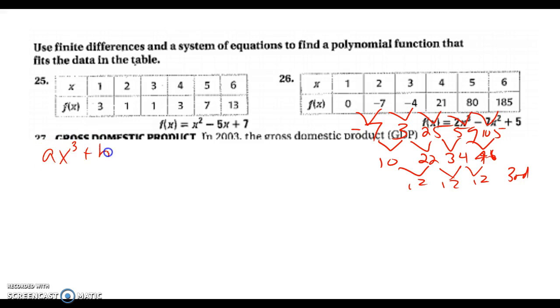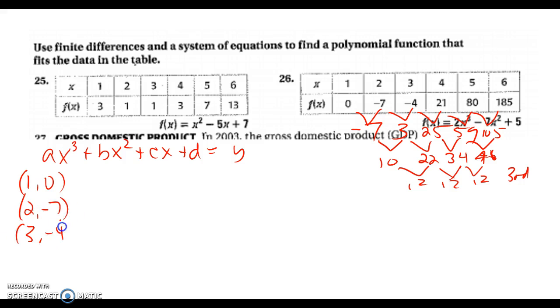ax cubed plus bx squared plus cx plus d equals y. 4 unknowns. We need 4 points. All right, 1, 0; 2, -7; 3, -4; 4, 21. If I run out of time, you can finish this one.